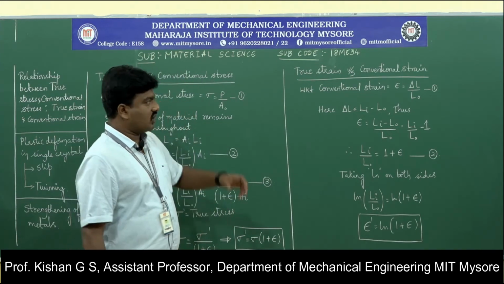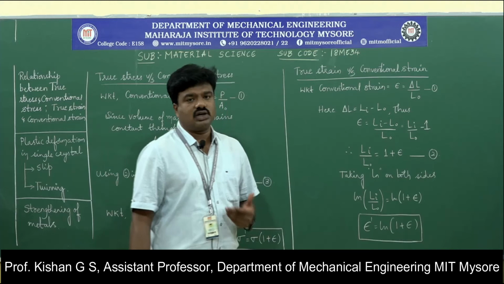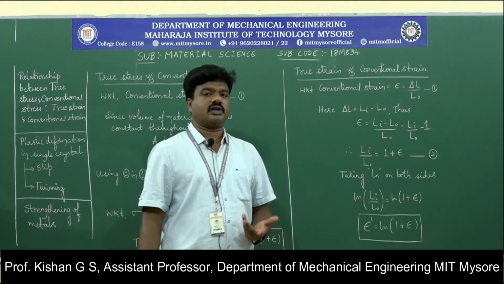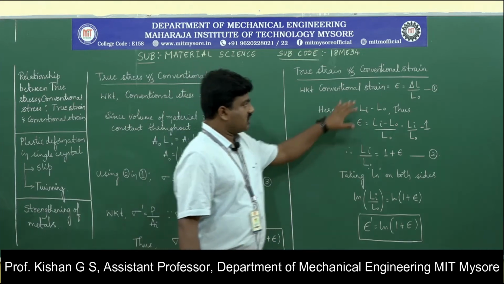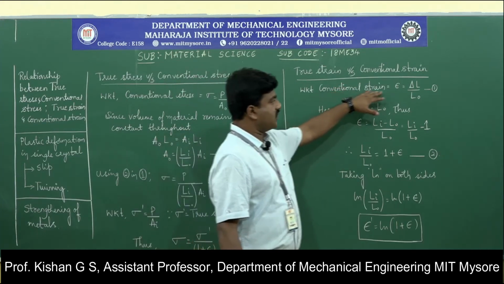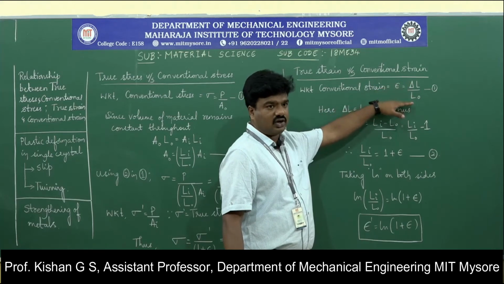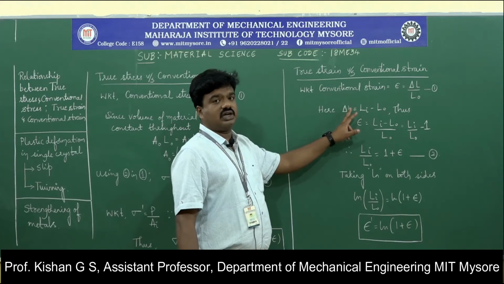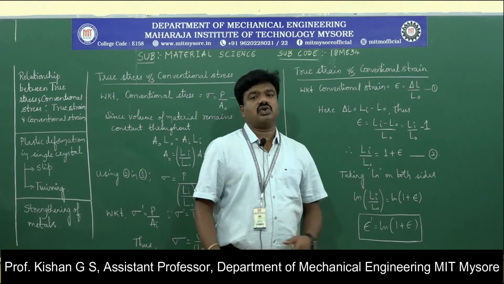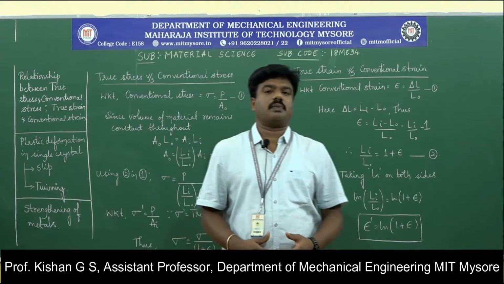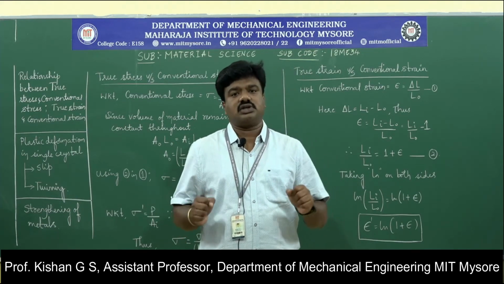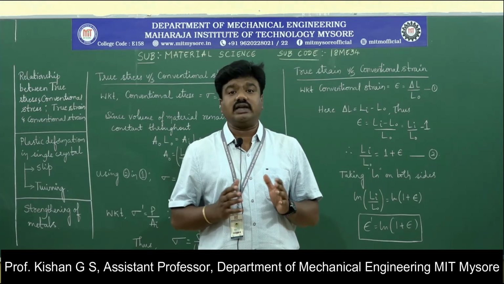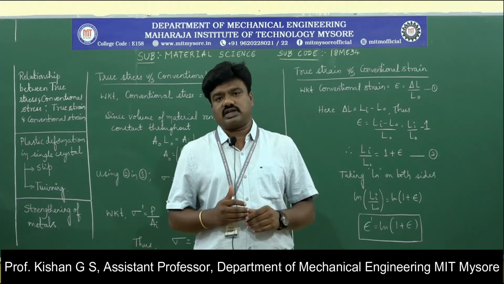Conventional strain is the change in length to the original length of the material which is subjected to a particular type of load. So the conventional strain is represented by epsilon equal to delta L by L naught, wherein delta L is the change in length from the original length. Once the load is applied, say for example a tensile loading condition, the length of the specimen will always vary. That is, the length will always increase once it is subjected to tensile loading.